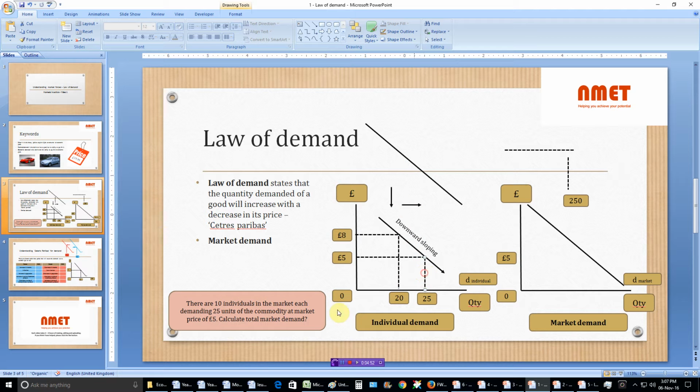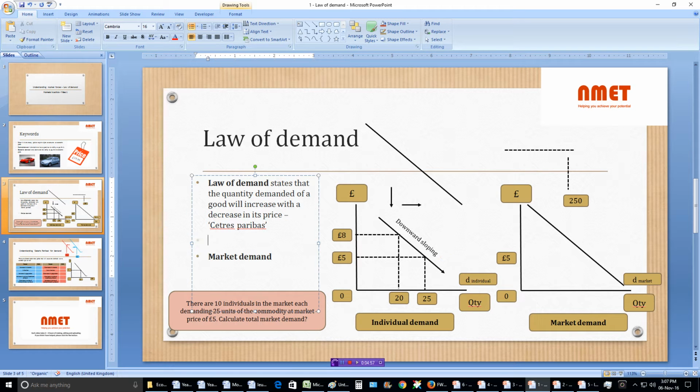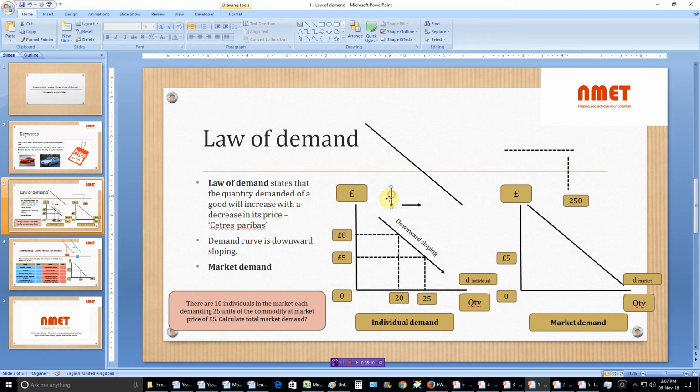As the price drops from £8 to £5, the demand will increase from 20 to 25. So key points to remember: the demand curve is downward sloping, and as the price falls from 8 quid to 5 quid, the quantity demanded has increased from 20 to 25. The demand curve is downward sloping because when the price falls, the quantity demanded of a commodity is going to increase.